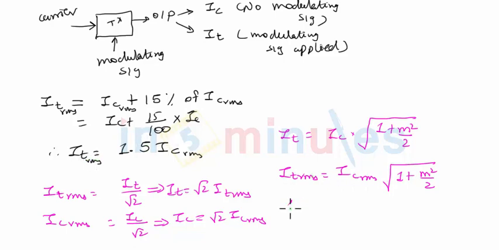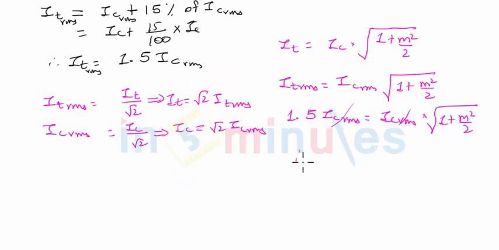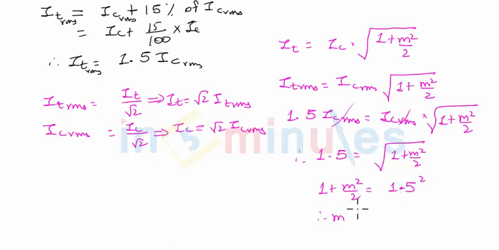IT RMS is given to be 1.15 times IC RMS. So IT RMS is 1.15 times IC RMS, and this is equal to IC RMS into under root 1 plus m square by 2. IC RMS will cancel out from both sides. Therefore 1.15 is equal to under root 1 plus m square by 2. If I square on both sides, 1 plus m square by 2 is equal to 1.15 squared, and therefore solving this equation, the value of m will come out to be 0.8.